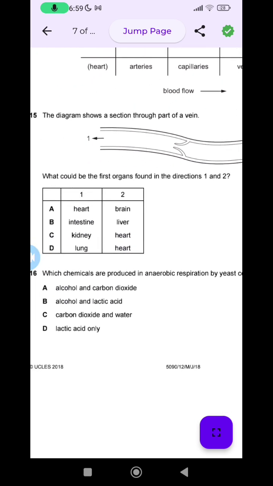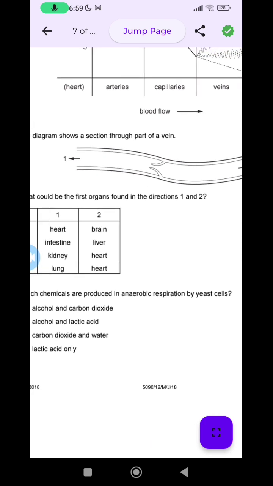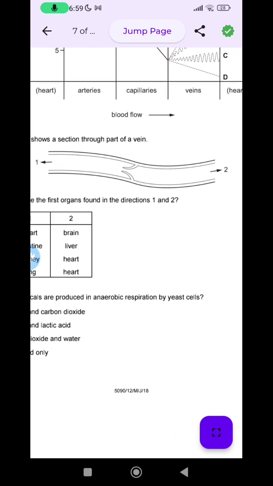Alright, I think I've already explained this question in the last exam, but let's do it again. Now, as we can see, the blood always is going to pass from under the valve, not from above. From the direction of 1 to 2, the blood will pass from below the valve. So this means that the blood is traveling from 2 to 1.